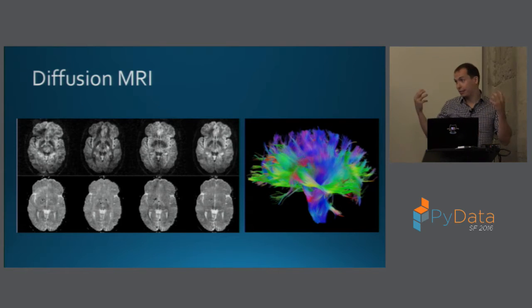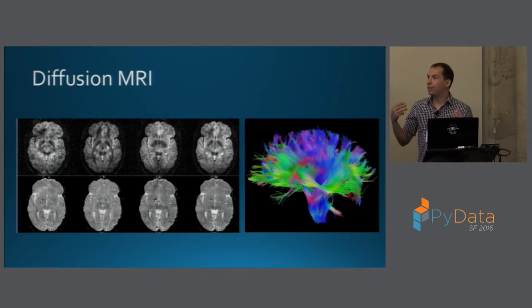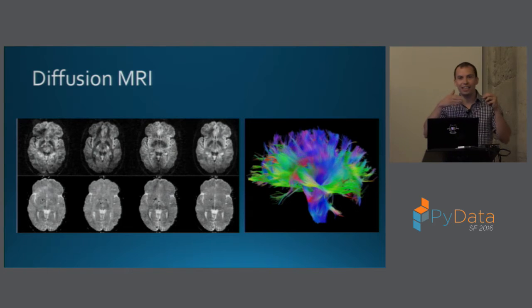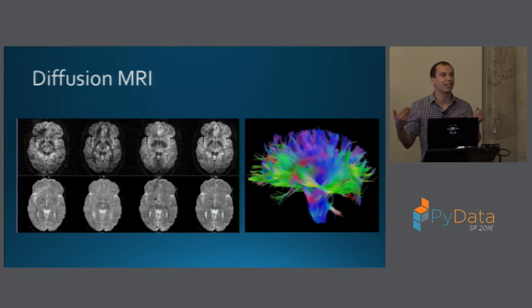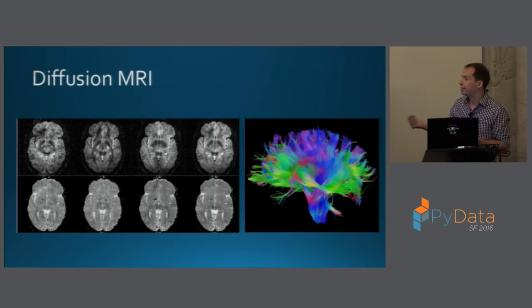And axons, because of their fatty coils around them, basically look like straws. So if you can figure out which direction the movement is restricted to, we can figure out where the axons are. And this is what diffusion imaging does.